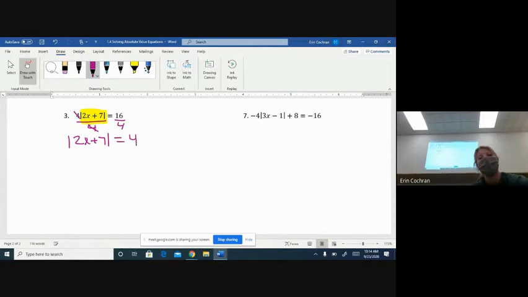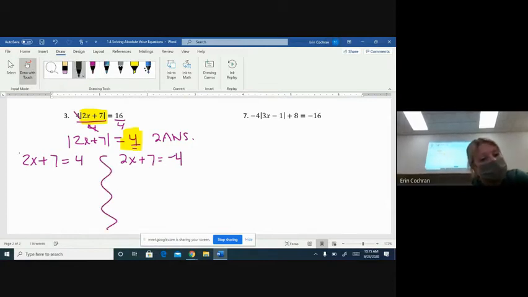Okay. Now is my absolute value isolated? Yes. The 4 is positive, so we have 2 numbers that are 4 units away from 0, right? So I have 2 answers. So I'm going to take that 2x plus 7. What's the first number? 4, because it's 4 units. And what's my second number? Negative 4, because it's negative 4 units. It's still 4 units away from 0. And now we solve.